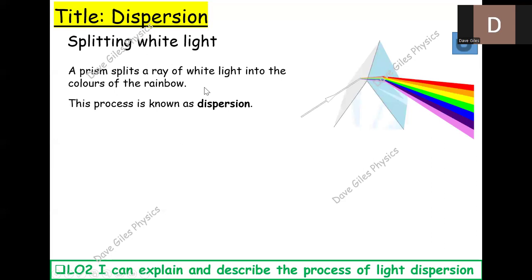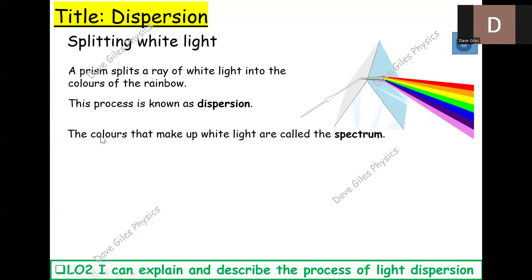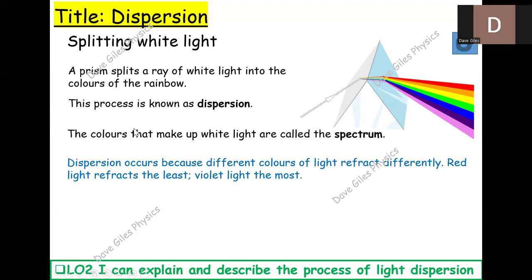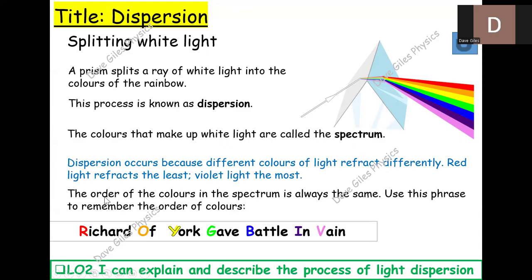So splitting white light. A prism splits a ray of white light into the colours of the rainbow. This is known as dispersion. The colours that make up white light are called a spectrum. So dispersion occurs because different colours of light refract differently. So you've got refraction going on inside the prism. Red light refracts the least, violet refracts the most. So the order of the colours in the spectrum is always the same as what we mentioned earlier. Richard of York gave battle in vain: red, orange, yellow, green, blue, indigo, and violet. Violet even, sorry.